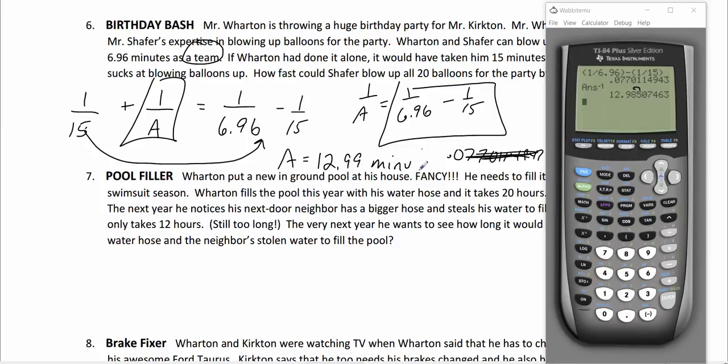12.99 minutes. So I don't know how old Schaefer is, but I'm a lot younger than he is, and he can blow up 20 balloons faster than me. Man, that's not much faster, but it's still faster. All right, and that's what we get there, 12.99 minutes.